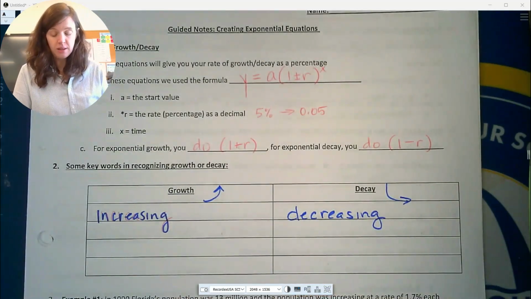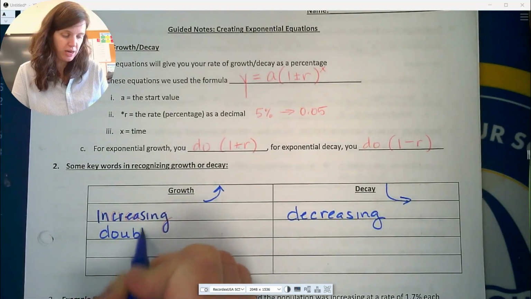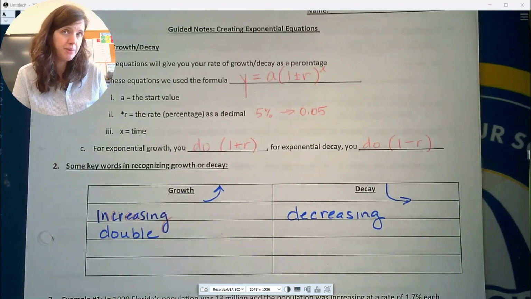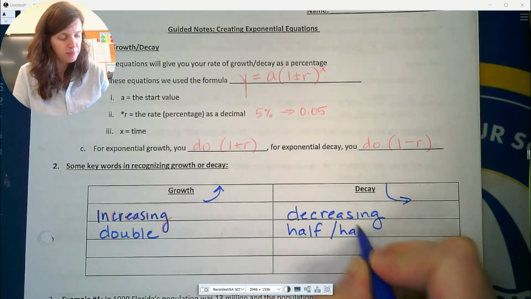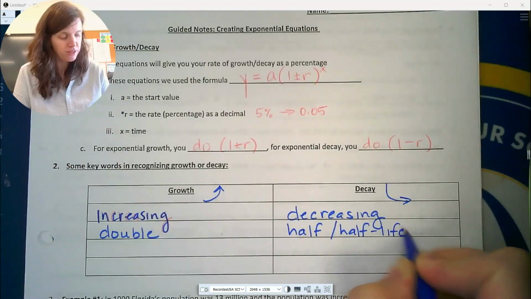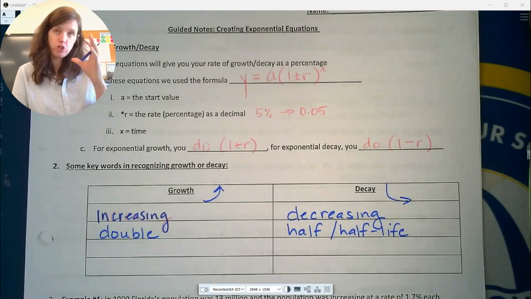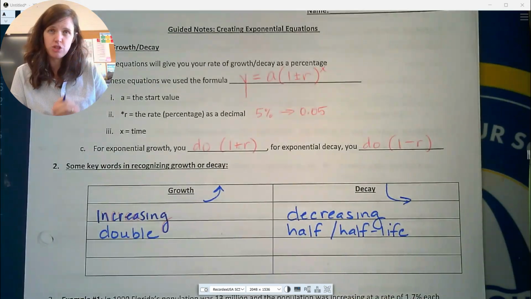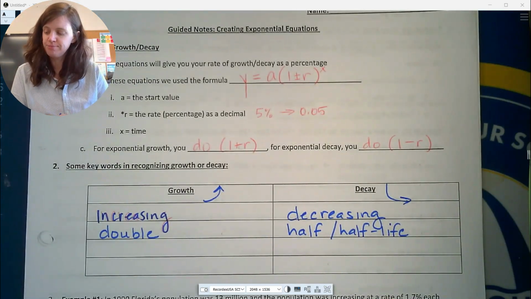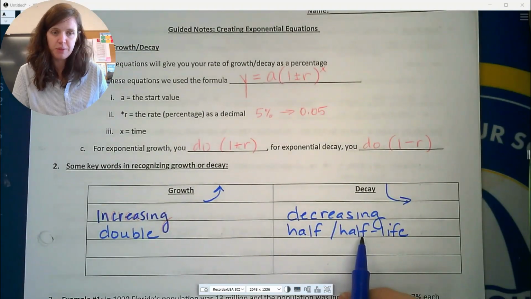And then we have a couple more words that might be less common, but are still used. If we are growing, something like double might be common. And if we're decreasing, we might say half of something, or sometimes in science, we talk about something called a half-life. Things that are radioactive tend to break down at a rate of a half-life, and we can calculate how long it takes for something to lose its value as it breaks down into smaller pieces. So a half-life would be a decay.